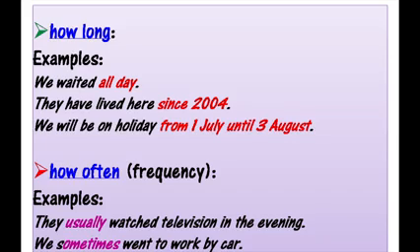If you see the first set of examples, we waited all day, which shows that they waited the whole day. They have lived here since 2004, showing how long they have lived here. We will be on holiday from 1st July until 3rd August, which again shows you the duration, or how long they are going to be on holiday.